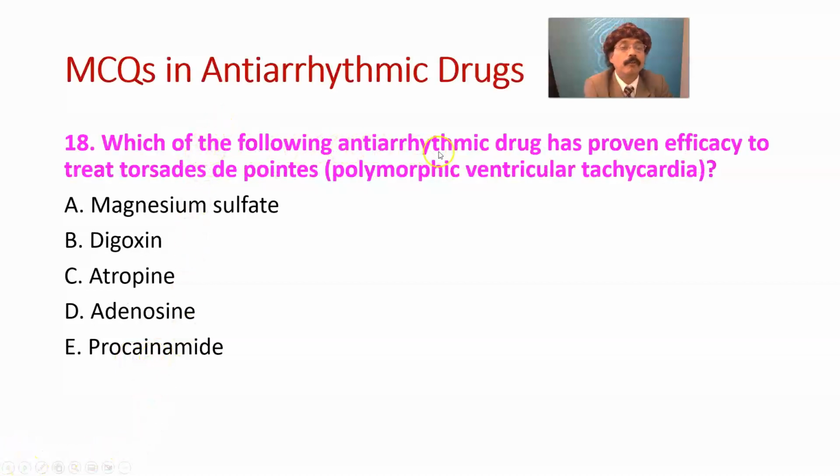Number 18. Which of the following antiarrhythmic drug has proven efficacy to treat torsade de Pointes? There is polymorphic ventricular tachycardia. What is the treatment? Choices are magnesium sulfate, digoxin, atropine, adenosine, procainamide. Answer should be what? What is the answer? Magnesium sulfate. Number 18. The right choice is the magnesium sulfate to manage torsade de Pointes. And it is given intravenously.